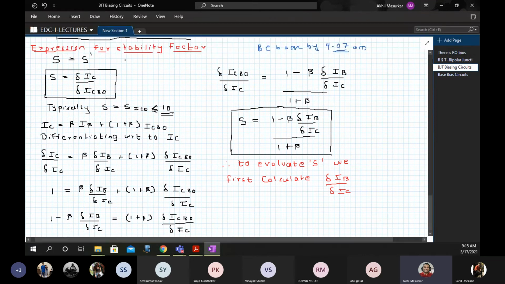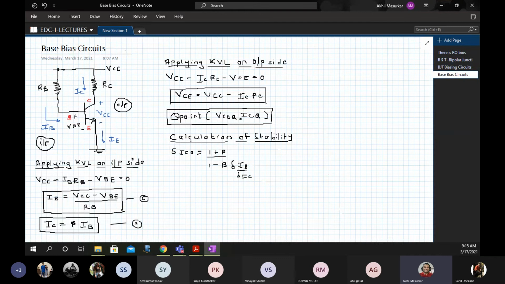Here there is a small mistake, that is, this is not S, this is 1 by S. If I want S, it will be 1 plus beta upon 1 minus beta. What is S? IC upon ICBO, but here we have ICBO upon IC, so this is actually 1 by S. So if I want S, it should be this way. So please note the formula. It is the same as what we have written here.